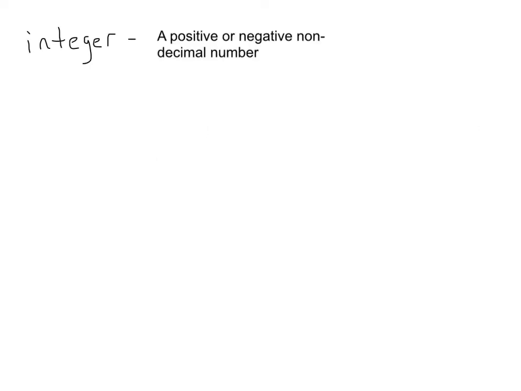So what's an integer? Well, simply, it's just a positive or negative non-decimal number. Okay, so 4 is an integer. Negative 4 is also an integer. 2.2, though, is not an integer. Negative 4.7 is also not an integer. So, positive or negative non-decimal numbers.